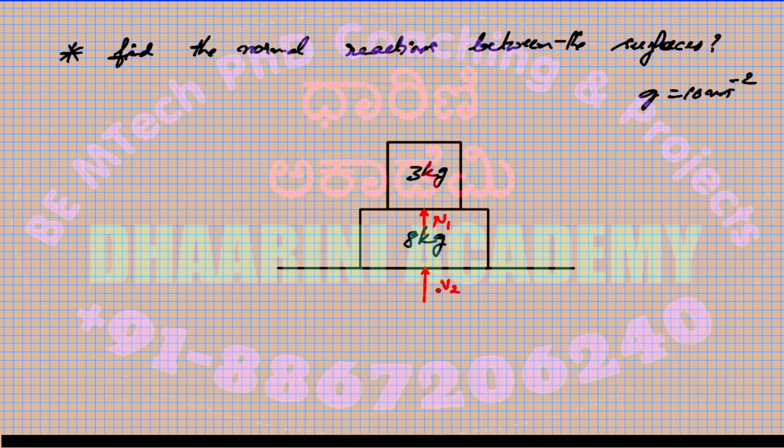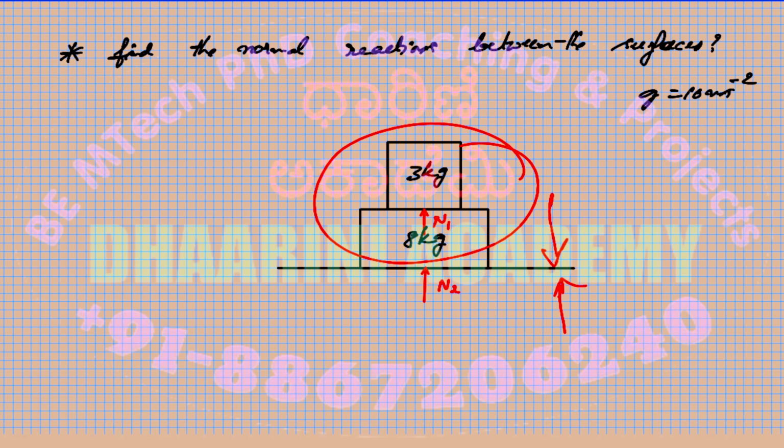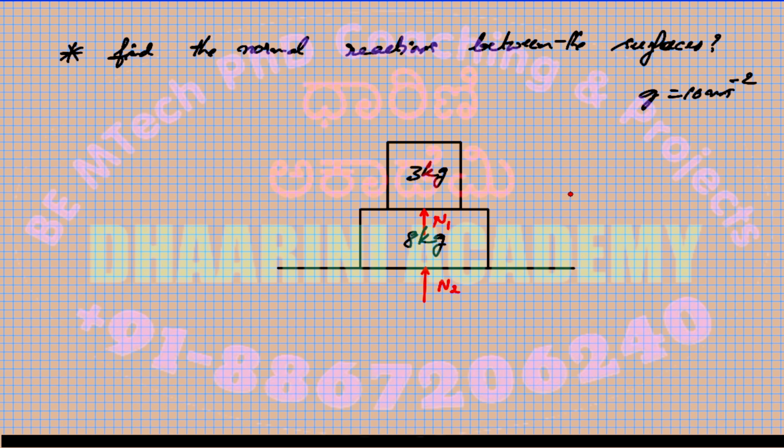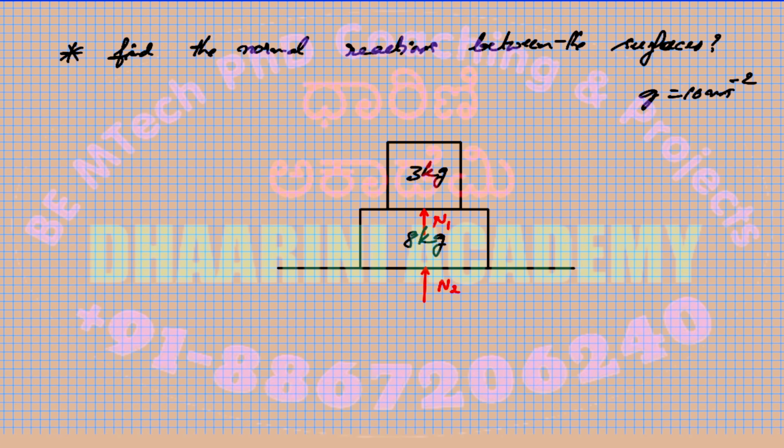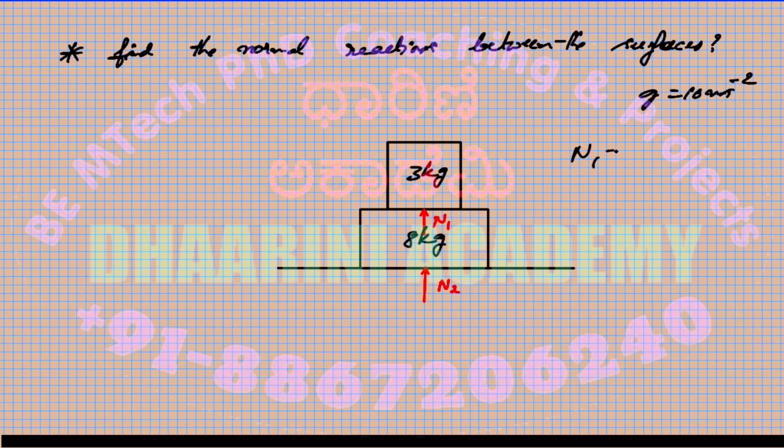That is the force which the two objects together put on this surface, and the surface responds back with the same amount of force, so that the system is in equilibrium. N1 is just the force that the 3 kg exerts on the 8 kg mass. It's a very straightforward answer, nothing to calculate. N1 is equal to mass into acceleration, that is 3 into 10, so this is 30 newtons.